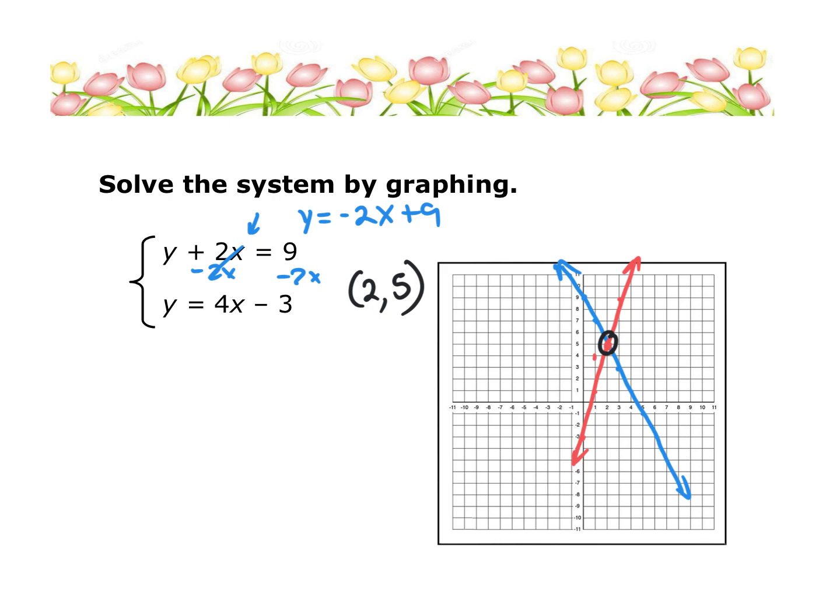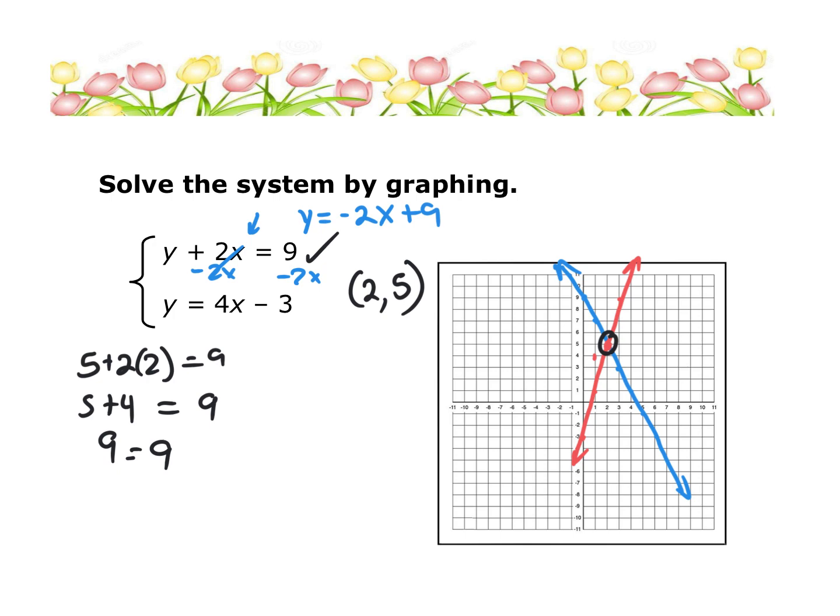So being (2, 5), I can go ahead and plug it in to check. I'm going to plug it into the original equation. So 5 plus 2 times 2 equals 9. So it's going to be 5 plus 2 times 2 is 4, equals 9. So 5 plus 4 is 9, which is equal to 9. So it works for the first equation.